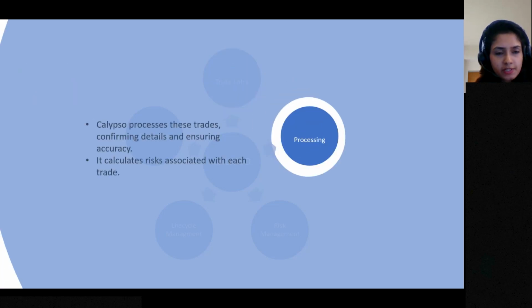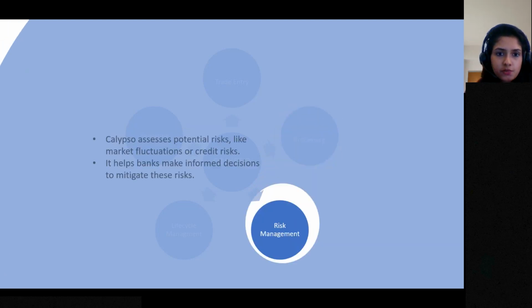Then we have processing. In processing, we'll see whether the order that has been placed, and all the details mentioned, are correct or not, and if they are in compliance with Calypso standards and the client standards. And then it pushes, okay, if the information is correct, we are happy to serve a croissant to the customer, then we push it to the risk management.